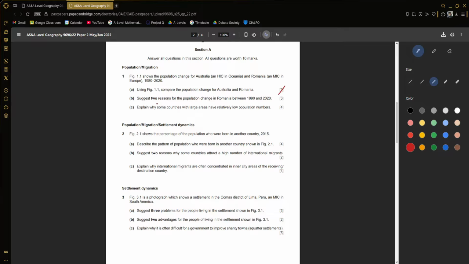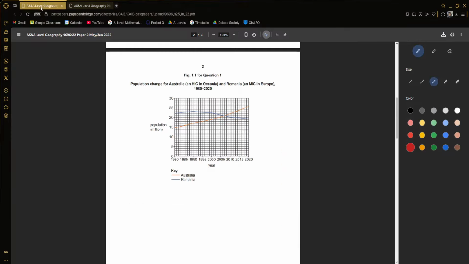For 1B, it asks you to suggest 2 reasons for the population change in Romania between 1990 and 2020. You have to be careful here because the original graph shows 1980 to 2020, but this asks you for 1990 to 2020. As you can see here, 1990 is over here. So you cannot talk about the part where Romania's population was increasing, only when it's decreasing. And generally, there are only 2 reasons for a population decreasing.